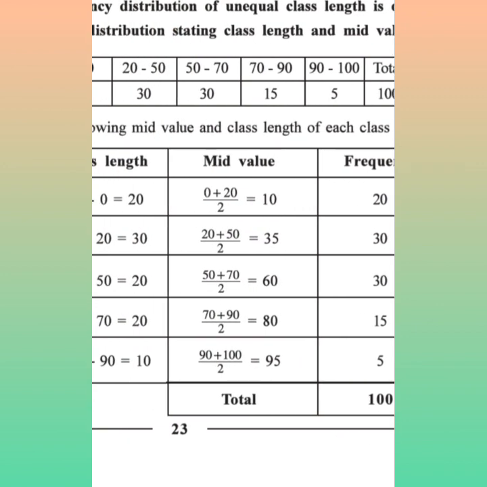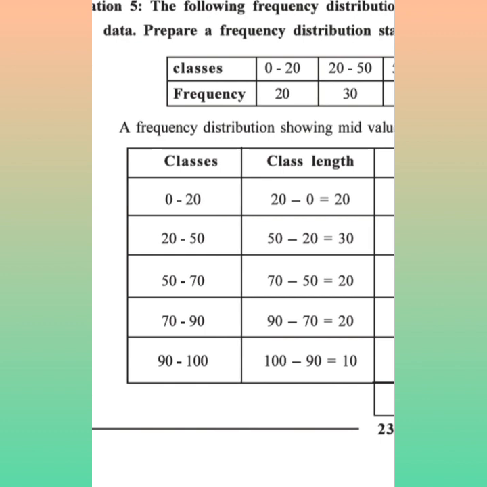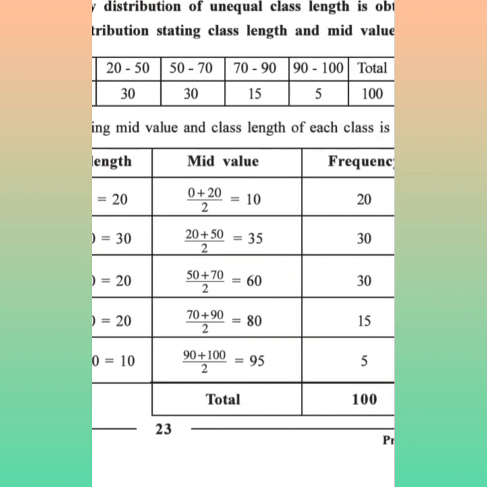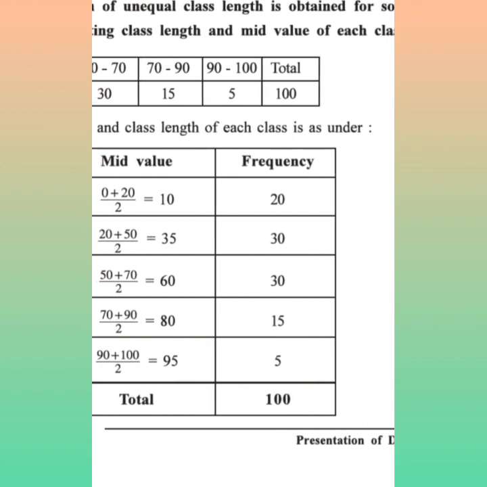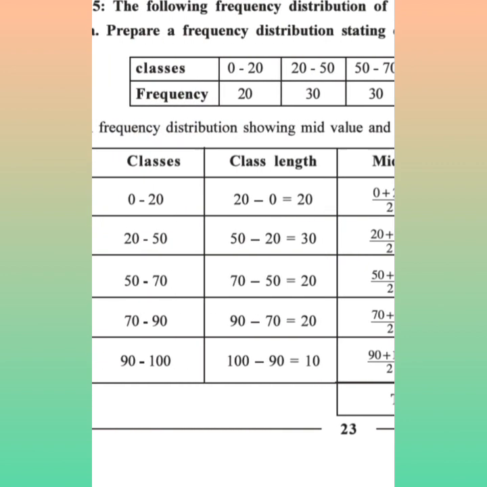Over here, children, the class lengths are unequal. You will not find equal class lengths, right? Some can be of 20, or one or two classes could be of some other class length, right? So the class length over here is not uniform. From that we need to find the mid value for each and every class, and also state the class length for each and every class.